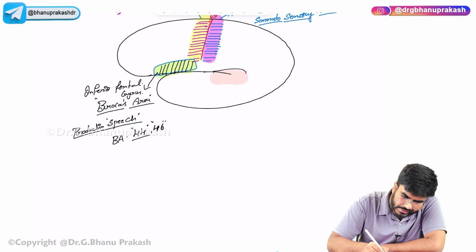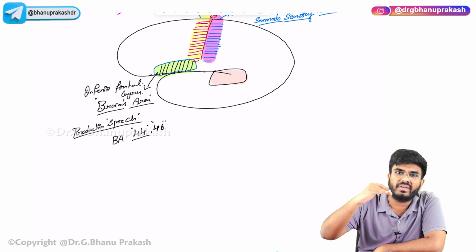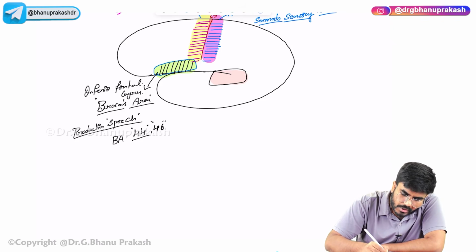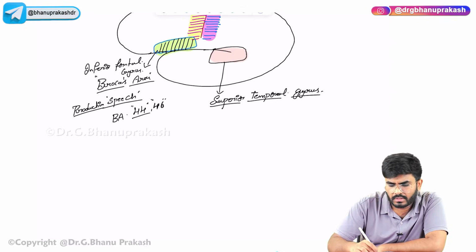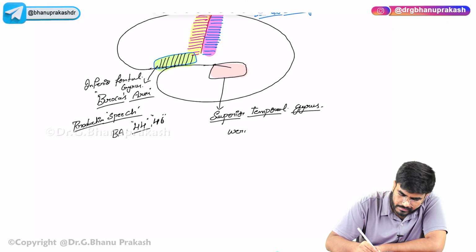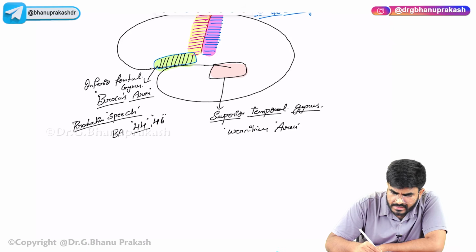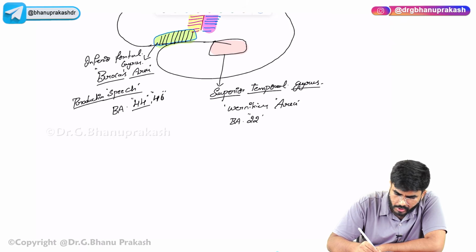Now this area which I have highlighted, where is it located? It is located in the temporal lobe, in the top of the temporal lobe. So this is called the superior temporal gyrus. Now this area which I have highlighted in the pink color is called Wernicke's area. The Brodmann's area number is 22.